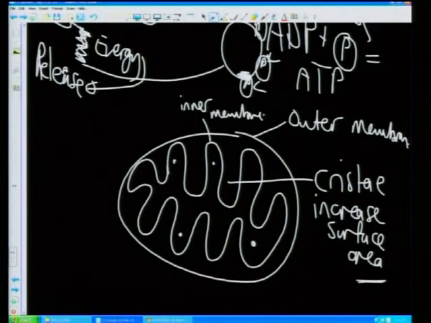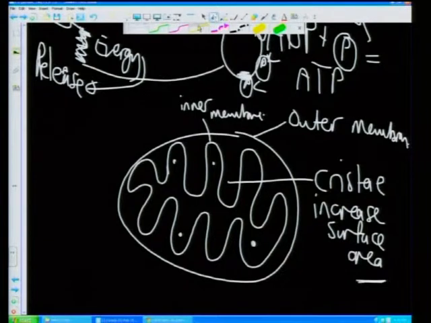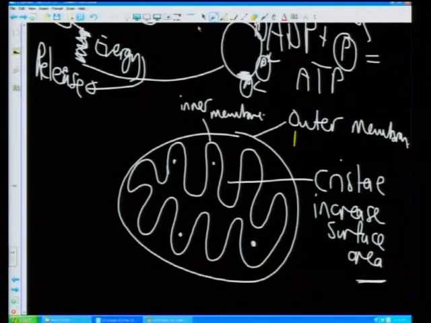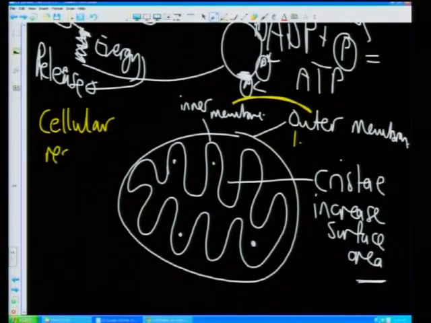Now, between the outer membrane and this inner membrane, stuff happens. And the stuff that happens between those 2 membranes is phase 1. And I'm going to put here phase 1. It's between these 2. Phase 1 of the whole process of cellular respiration.